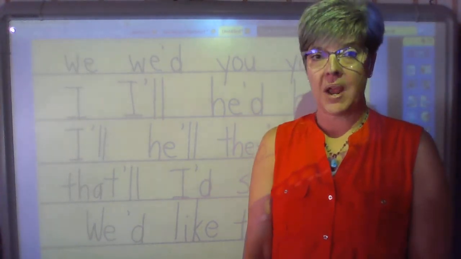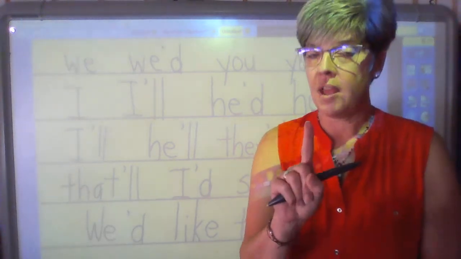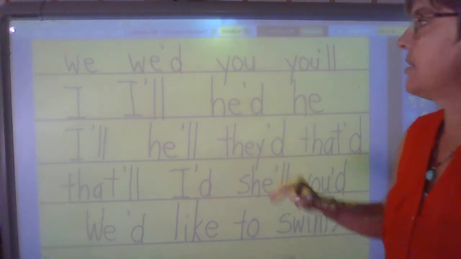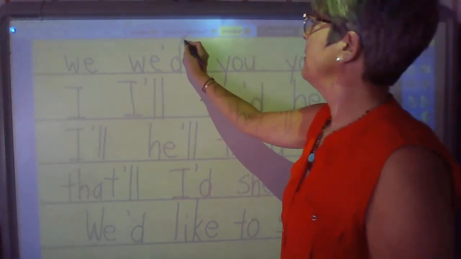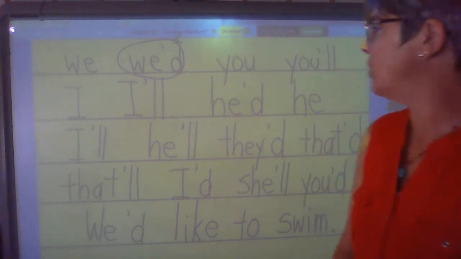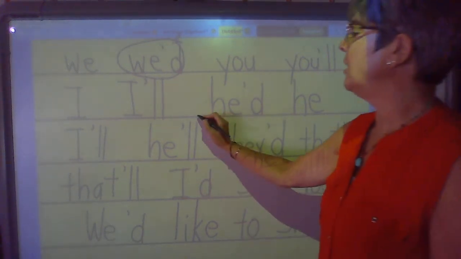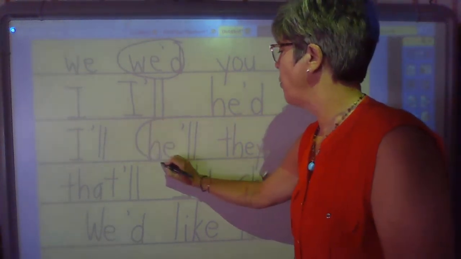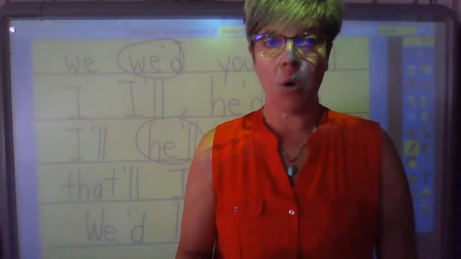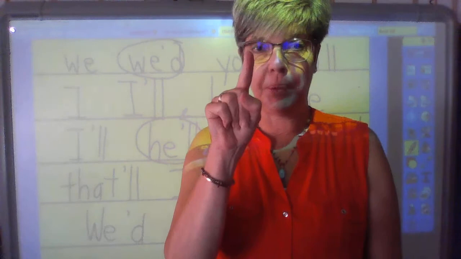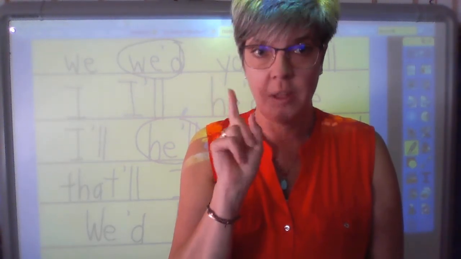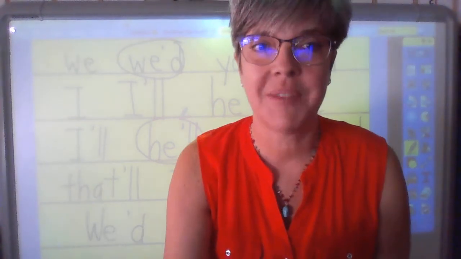Okay, so in summary, today's phonics skill is contractions. We're forming contractions using the word would and the word will. So let's take a look at our examples. In the word we'd, this is a contraction for we would. And the word he'll, this is a contraction for he will. Remember, you always put the apostrophe in the place where you dropped the letters from the second word. Okay? See you next time, second grade.